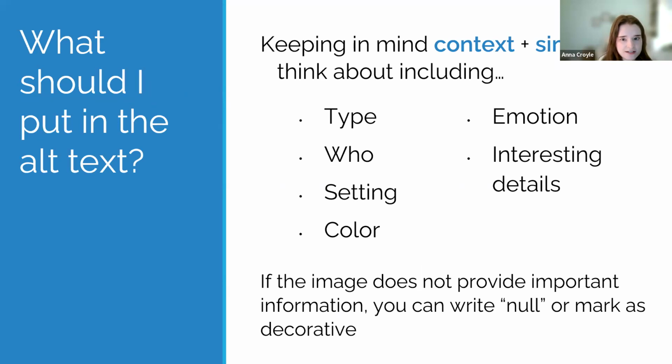So what should I put in alt text? Keeping in mind our concepts of context and simplicity, you can think about including, for example, the type of image. You don't have to say it's an image because they know that, but maybe if it's a painting, maybe it's a screenshot, maybe if it's a graph, that's a nice way to set the context of what's to come. Who is in the image? What's the location or setting? Any key colors, emotions, or interesting details. And remembering to tie it into the meaning. So why are you including it? And these are some of the features that might be important as part of that meaning. And if it doesn't provide important information, you can write null or mark it as decorative.